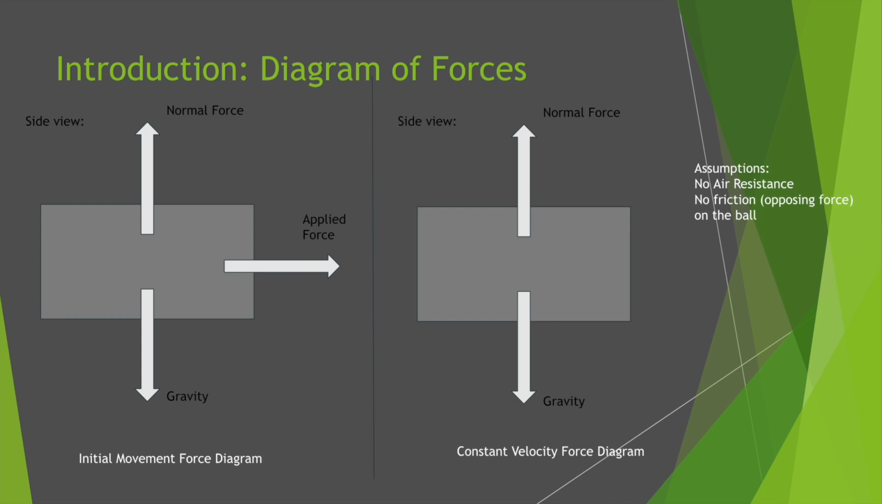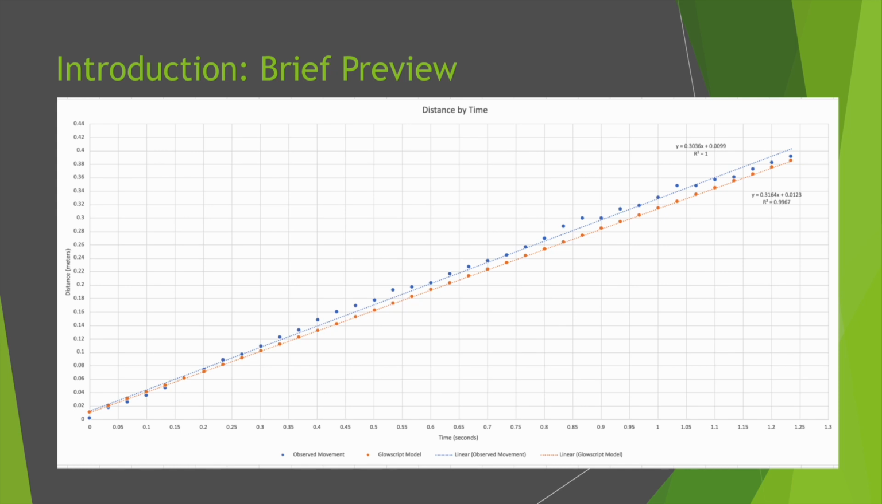Here's a side view of the diagram of forces. There's a normal force and gravity applied in both situations, the initial movement and the constant velocity phase of the object. But there's an applied force at the start, and then during its constant velocity phase, there is no applied force. There's zero net force on the object, so it's just moving at one speed. A brief preview is that there's a distinction between the observed and the computed, with different r squareds and different slopes, but we'll see some similarities and understand what the differences are.